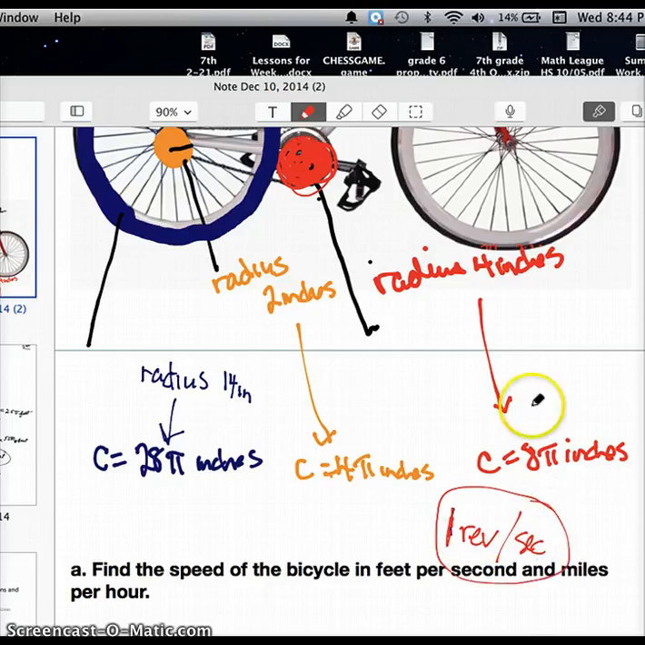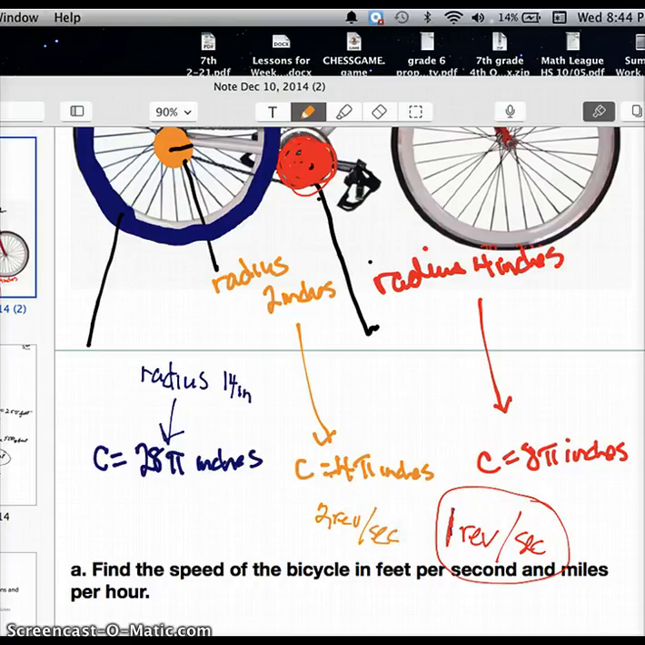Here's the deal. If the cyclist is biking one revolution per second, one revolution of this sprocket, which goes 8 pi inches, is going to be two revolutions for the smaller sprocket. So the smaller sprocket goes around twice in 1 second. I'm going to write that down, and I'm getting that just by the circumferences. So it's 2 revolutions per second. This is pretty necessary information.